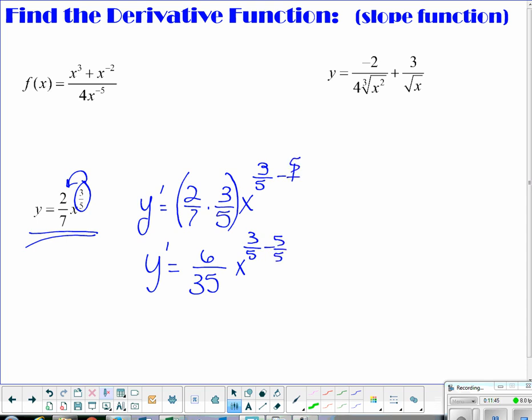Or you could do it up here. 3/5 minus 5/5 gives me negative 2/5, which means it belongs in the denominator. Y prime equals 6 over 35 x to the 2/5. And we're done. I think that's enough examples. That following one is going to be very similar to the one we just worked through.